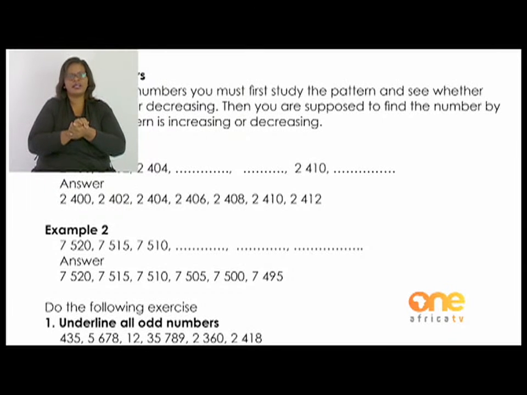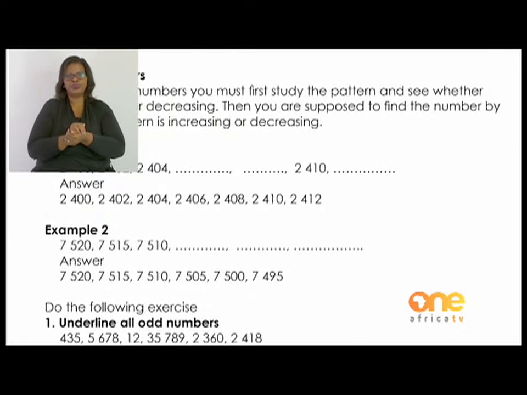We are having 2,400 as our first term, followed by 2,402. If we just look at those two numbers, we are going to see that the first number increased by 2. The third number is now 2,404. So it means we're going to have 2, 4, 6 going up like that. So for us to find our first missing number, we are supposed to add a 2.